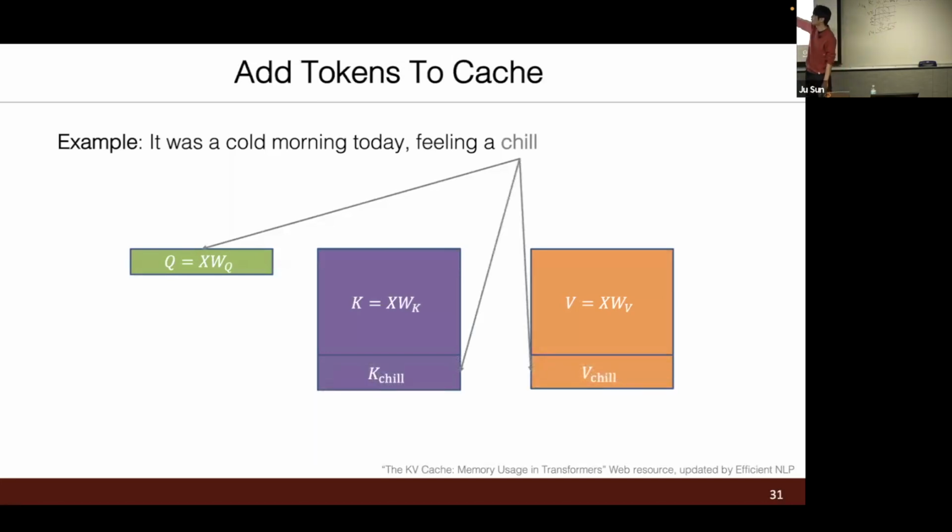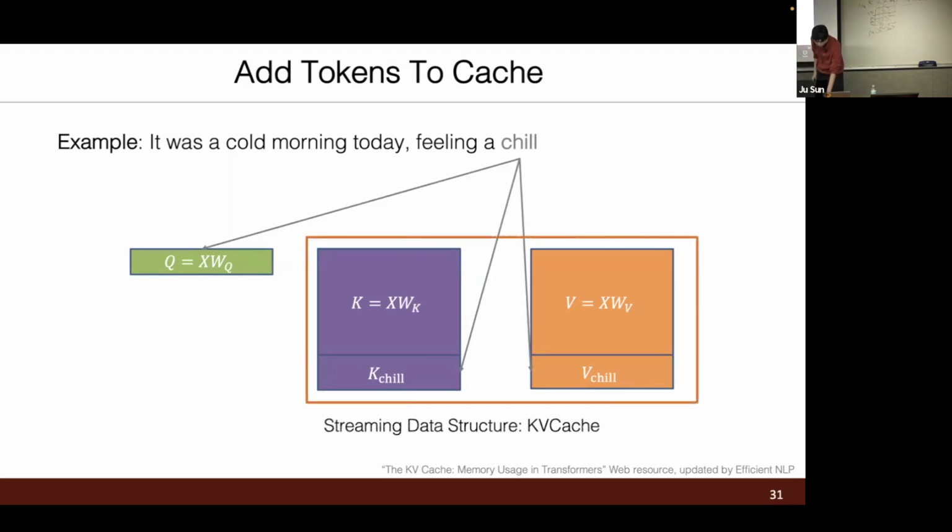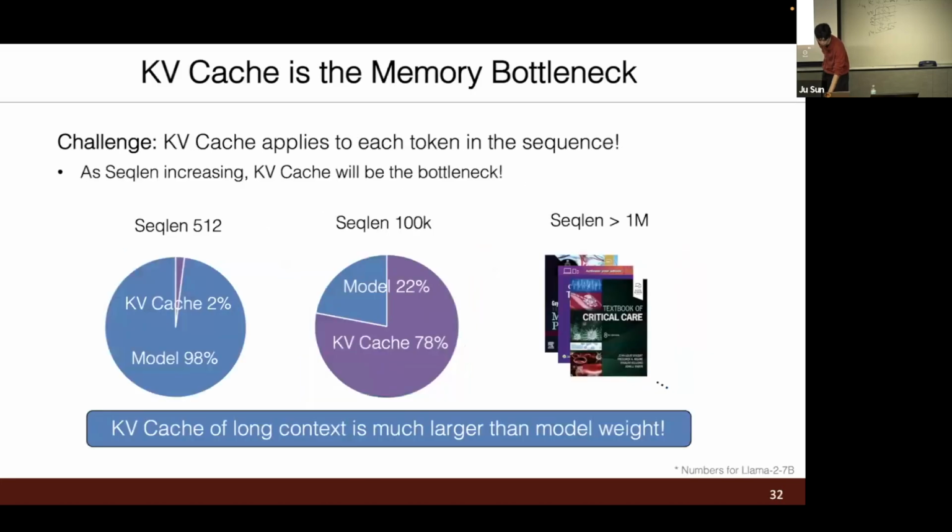So once the generation process is finished, we add the K and value embedding of the last new token to the existing K and value cache. We repeat this process until the generation is finished, because large language models generate new tokens one by one. This streaming data structure is often called the KV cache in the inference community.